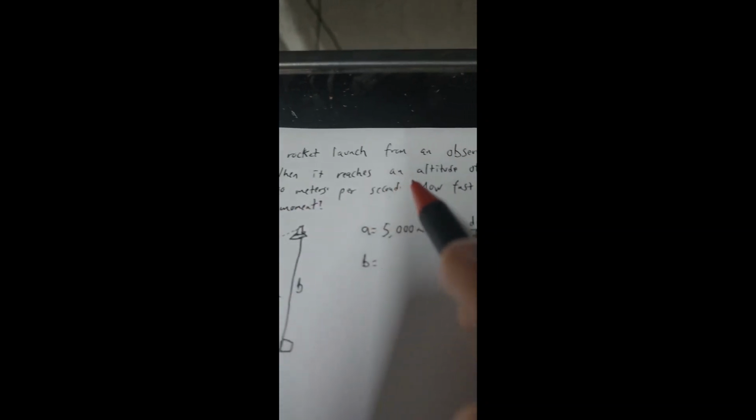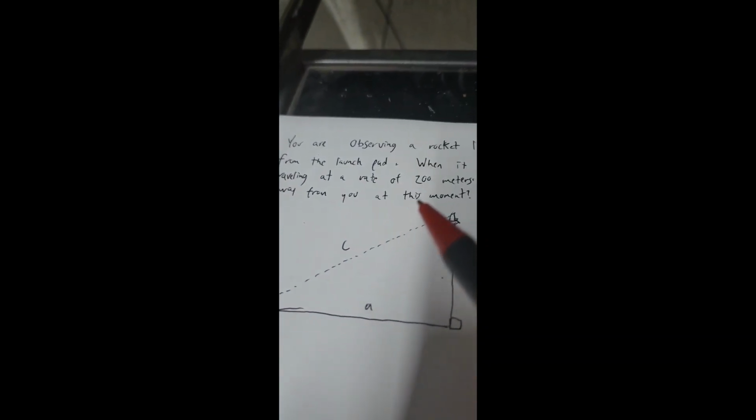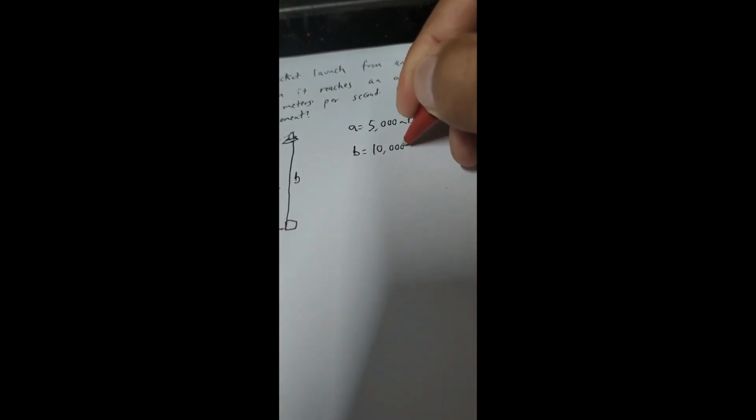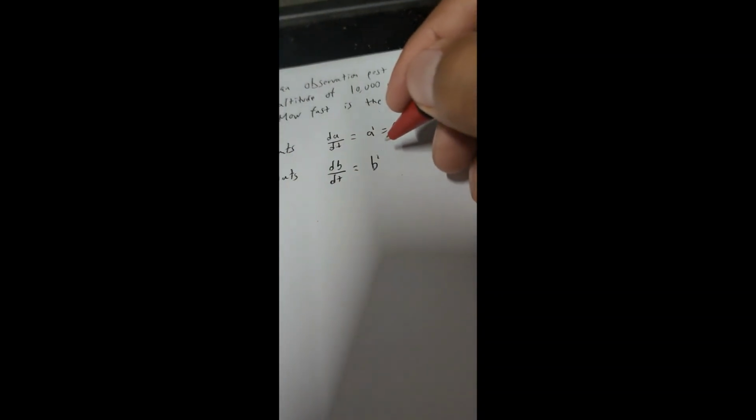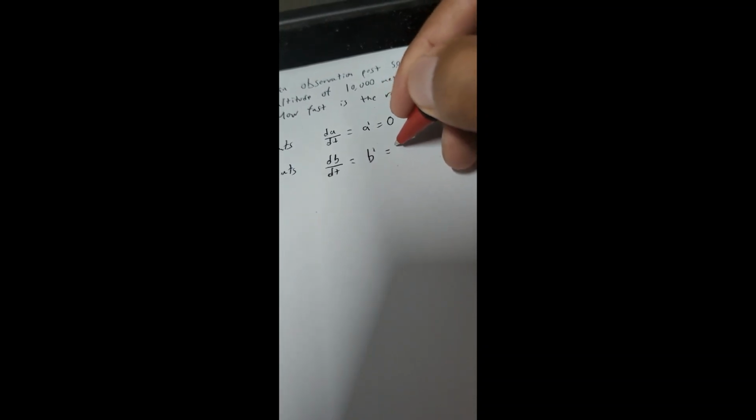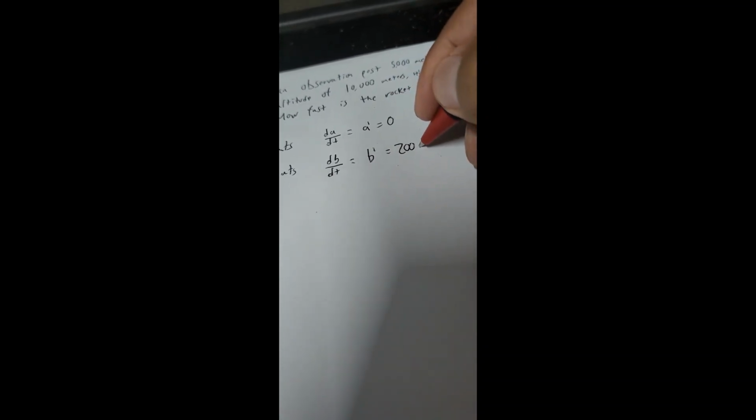Well, letter B is this one, from here to here. So what is it? It's when the rocket reaches an altitude of 10,000 meters, and it's traveling at a rate of 200 meters per second. So B is equal to 10,000 meters, and db/dt is equal to 200 meters per second. That's very good for now.